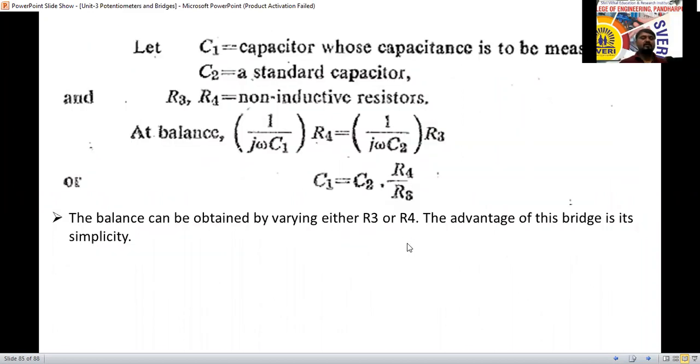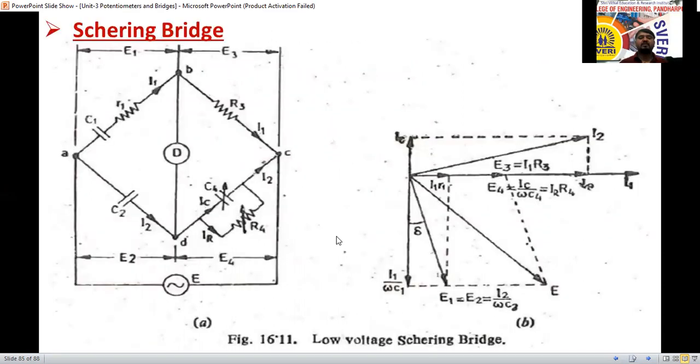So that completes the DeSauty bridge. We have found the equation for that one. Next we will go for the Schering bridge here. Now see, a Schering bridge. This is very interesting actually for you people.